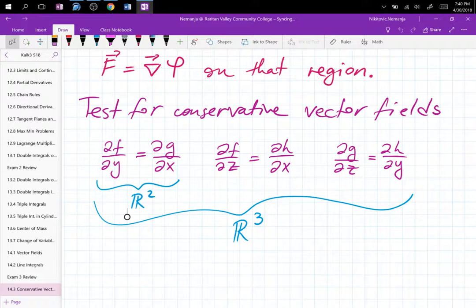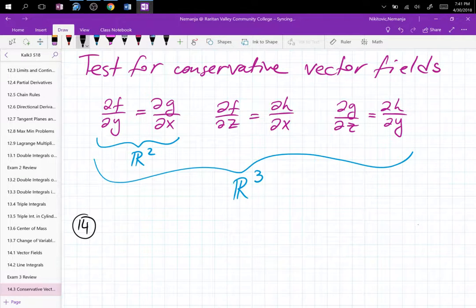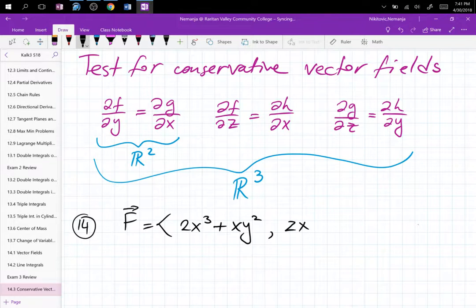So we're going to check for a conservative vector field, and then we are going to start working on the procedure. I will do a 2D example first, and then a 3D example. And we should have plenty of time to complete both. So problem 14 says check if the vector field is conservative. Now if it is, I will immediately transition into the procedure. So we have 2x cubed plus xy squared, comma, 2y cubed plus x squared y.